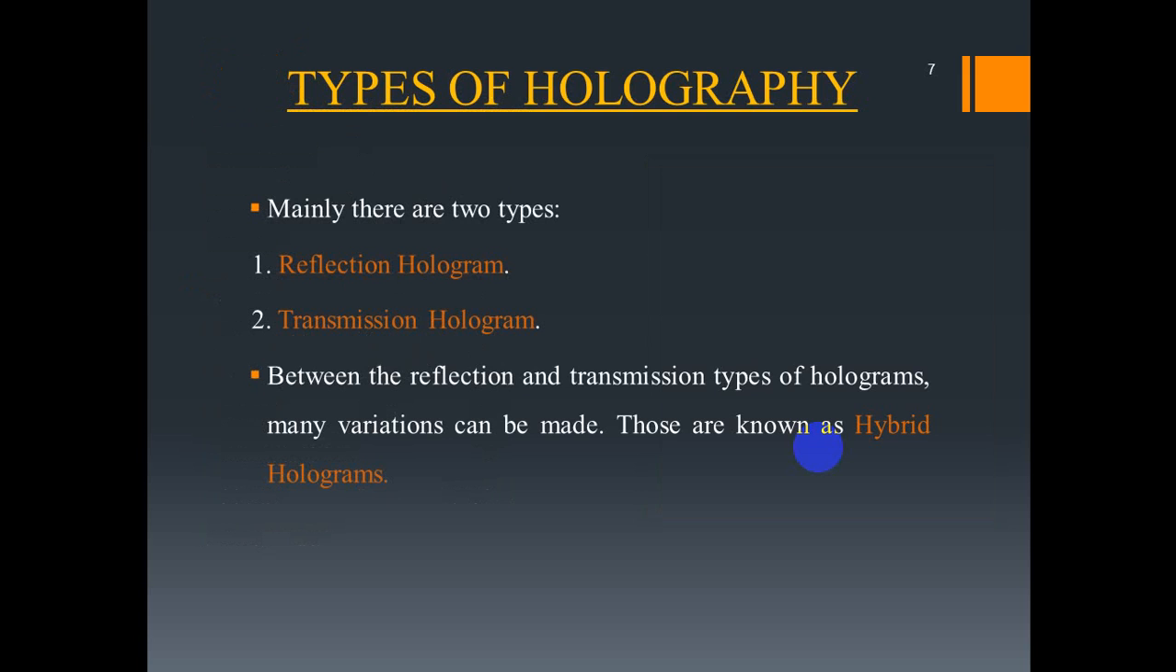Now, let's see the types of holography. Mainly, they can be divided into reflection hologram and transmission hologram. But between the reflection and transmission types of hologram, many variations can be made. Those are known as hybrid holograms.